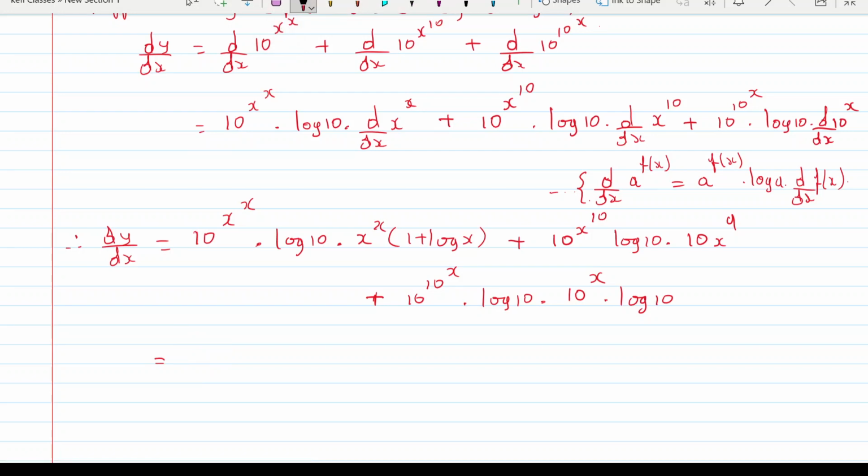What we'll do is we'll write this as 10 raised to x into log 10 into x raised to x into 1 plus log x, plus this is now 10 raised to x raised to 10. And see, I'm adding plus 1 over here because of this 10x raised to 10 into 10. So it's the law of indices for this one. A raised to m and this is a raised to n. So it's 10 raised to 1. So it is a raised to m plus 1.